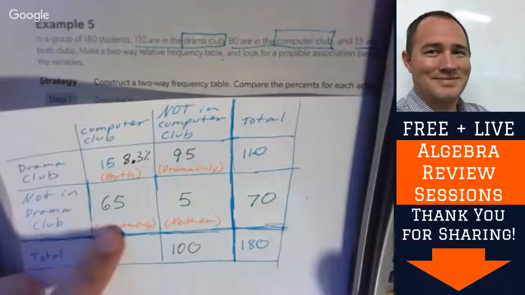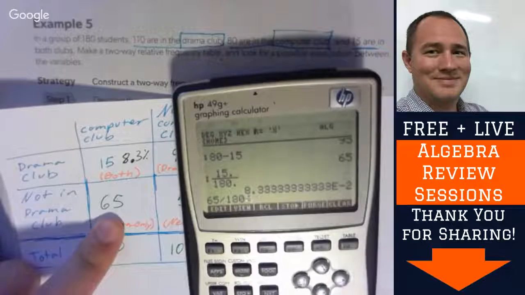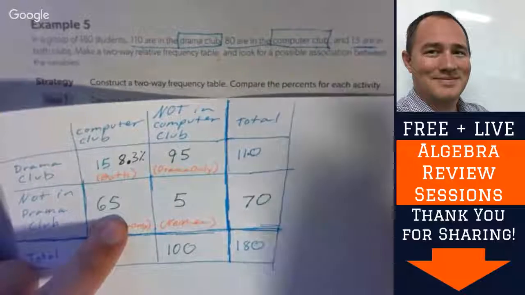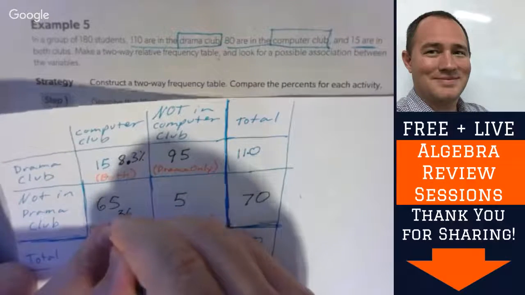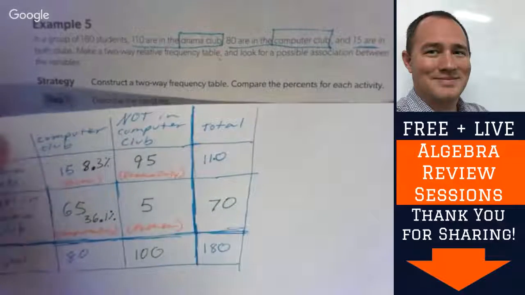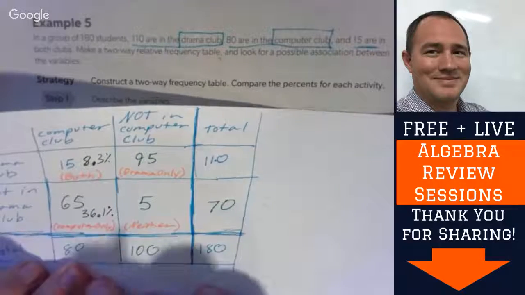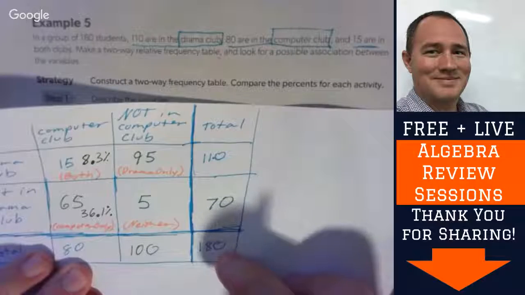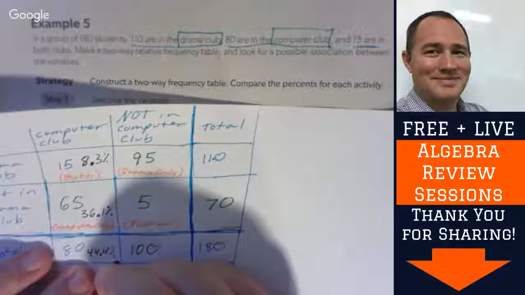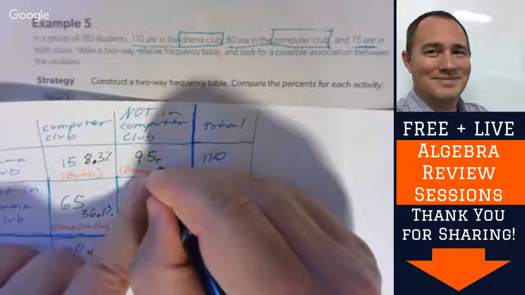Okay, then 65 out of 180 is 36.1%. And we're just going to go all the way around. I have this table completed, so I'll go ahead and go a little bit faster. So 80 out of 180 is 44.4%. 95 out of 180, 52.8%.